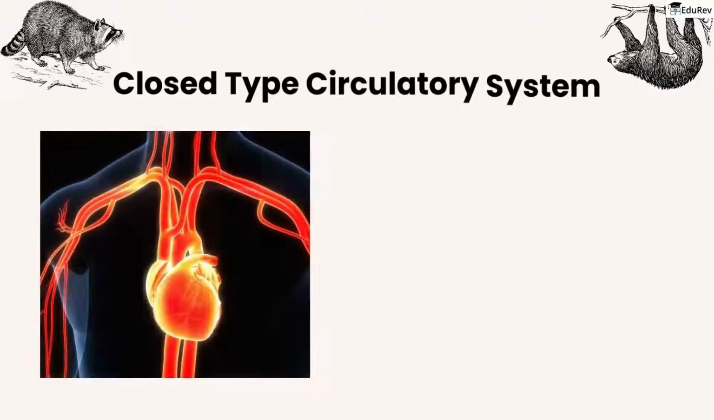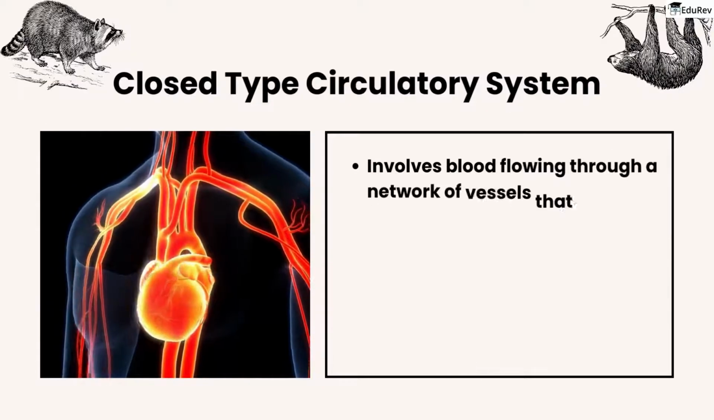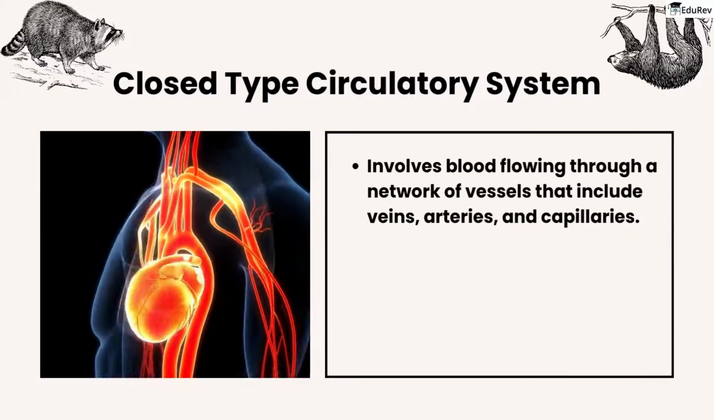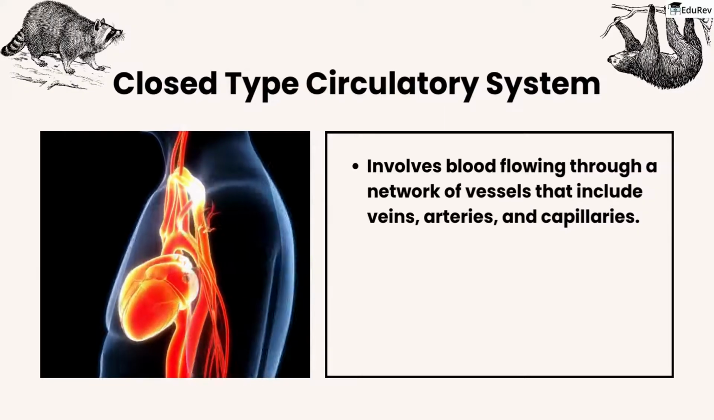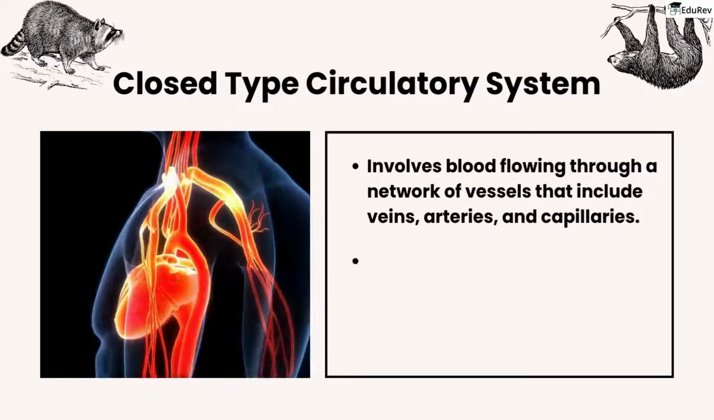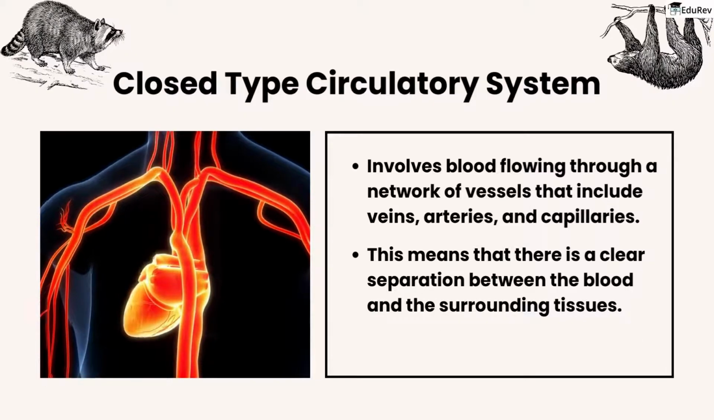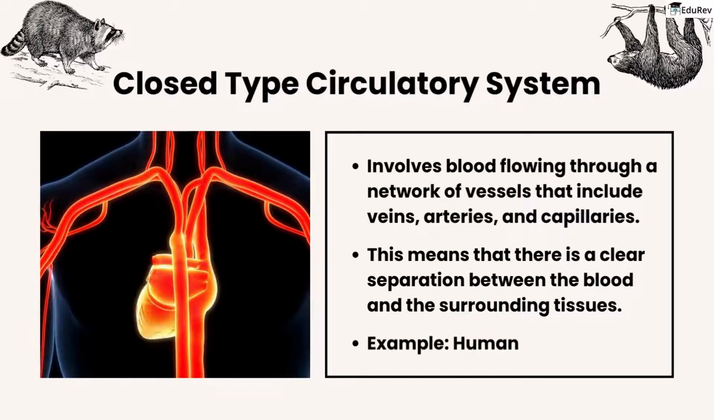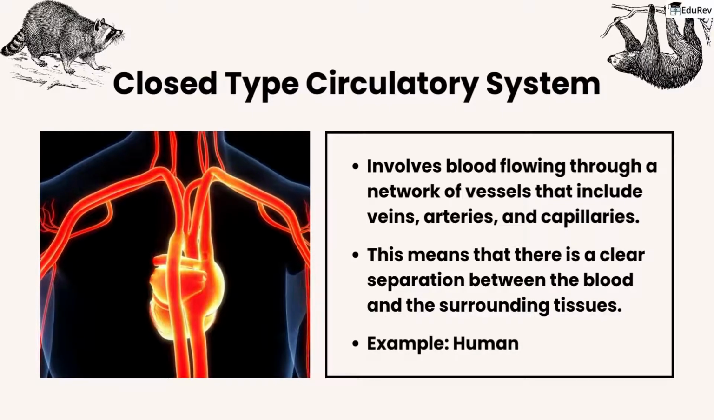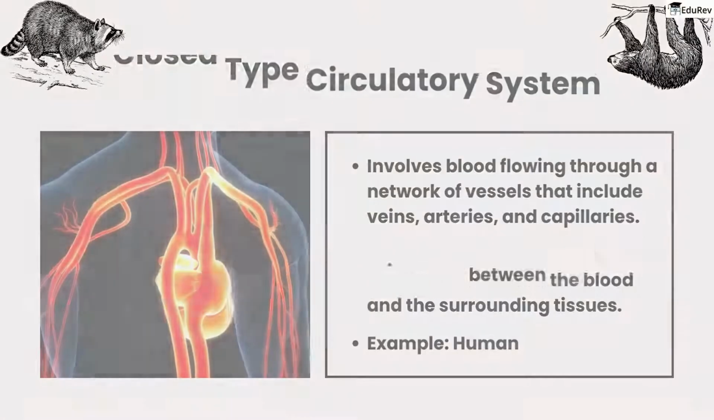In contrast, the closed-type circulatory system involves blood flowing through a network of vessels that include veins, arteries, and capillaries. This means that there is a clear separation between the blood and the surrounding tissues. An example of an animal with a closed-type circulatory system is a human.